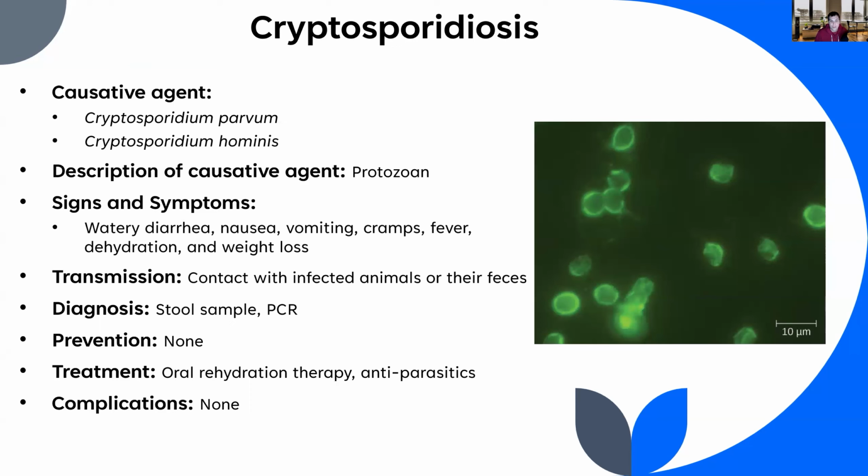There really is no prevention for this, nor are there any major complications. Typically, oral rehydration therapy is enough so their body can fix it. But like I said with Giardia, antiparasitics are also a possible treatment, particularly if it's an infection that's not resolving on its own.